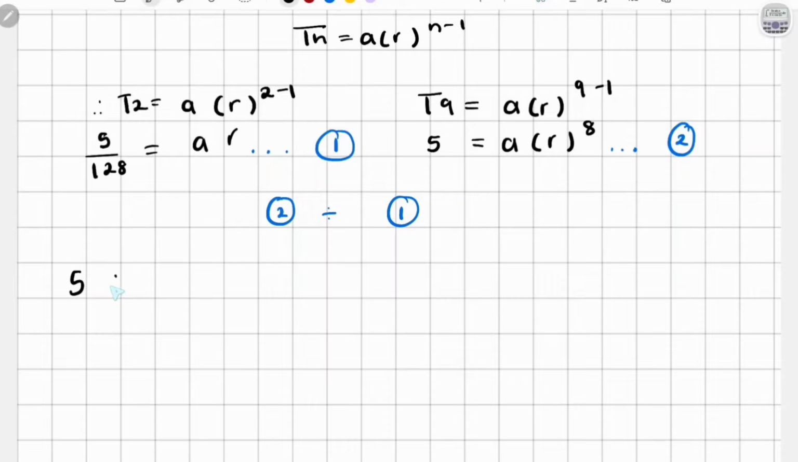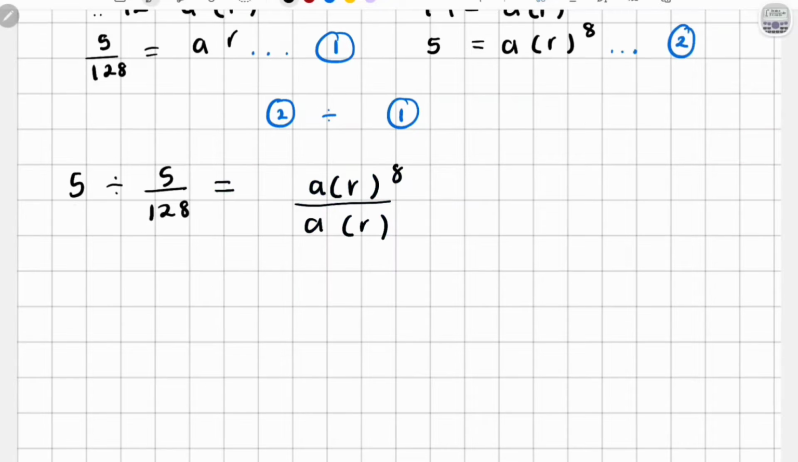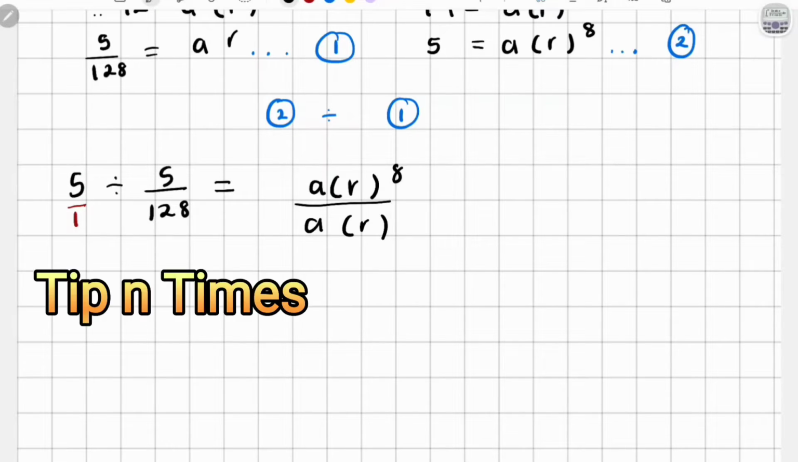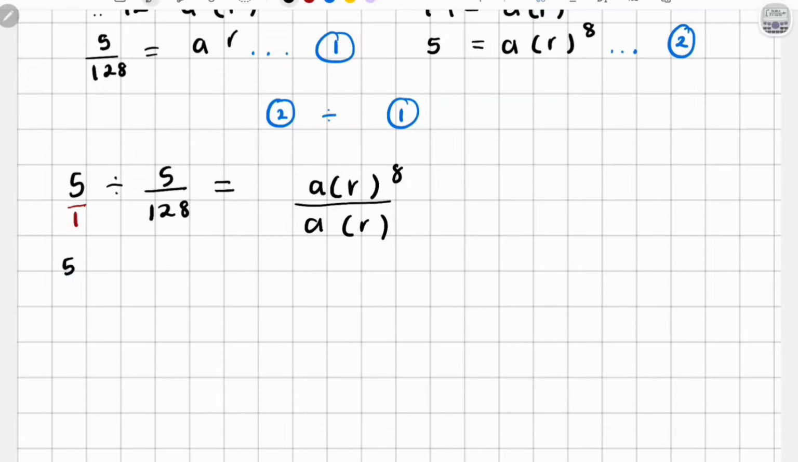That is 5 divided by 5 over 128, which is equal to the right-hand side divided by the right, which is A times R raised to the power of 8, divided by A times R. On this side, we're dividing. Remember, this is a whole number, this is a fraction. You have to divide fraction by fraction. So to make this a fraction, you can just put it over 1. Because we're dividing, we will tip and times, which is 5 over 1. And we change this to a multiplication sign. So that is the times part. The tip part is where you swap numerator and denominator. So that's 128 over 5.